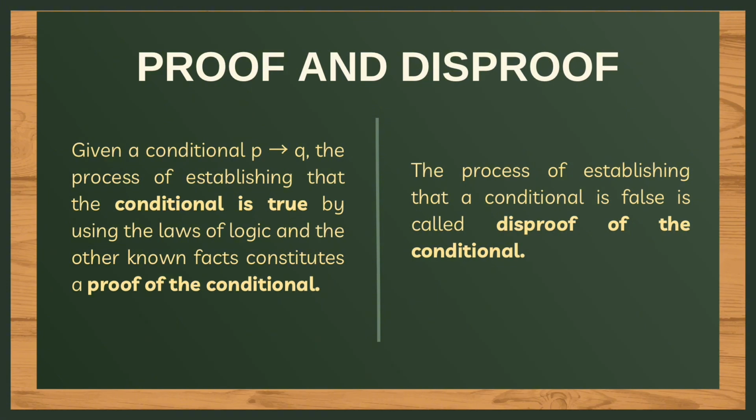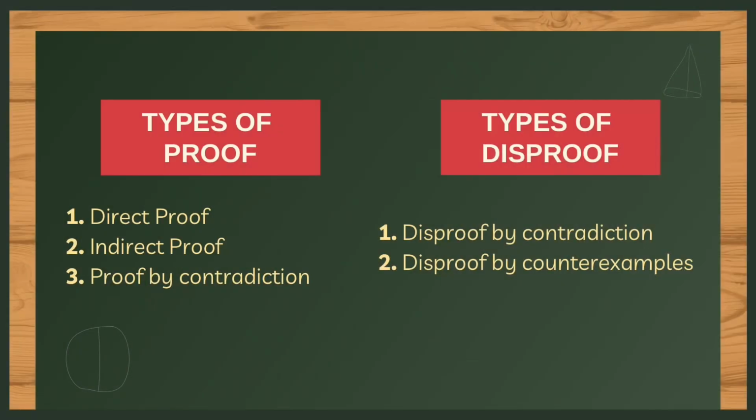Given the conditional P to Q, the process of establishing that the conditional is true by using the laws of logic and the other known facts constitutes a proof of the conditional, while the process of establishing that the conditional is false is called disproof of the conditional.